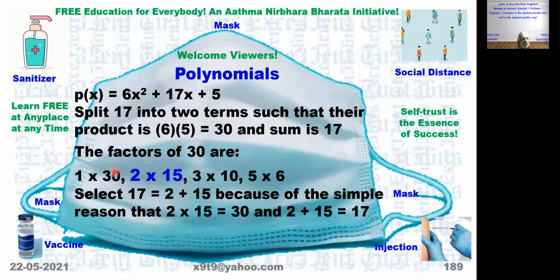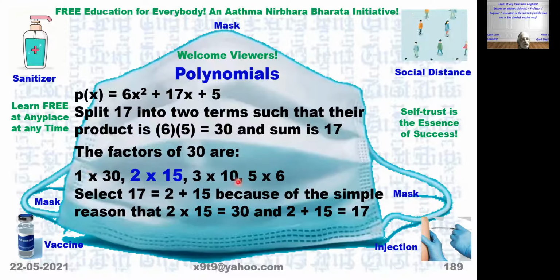The factors of 30 are, what are the different factors we can think of? 30 can be written as 1 into 30, or 2 into 15, or 3 into 10, or 5 into 6. Of course, continuing, you can get 6 into 5, 10 into 3, 15 into 2, and 30 into 1 also. But they are the same as these, because 1 into 30 is the same as 30 into 1, 2 into 15 is the same as 15 into 2, 3 into 10 is the same as 10 into 3, and 5 into 6 is the same as 6 into 5.